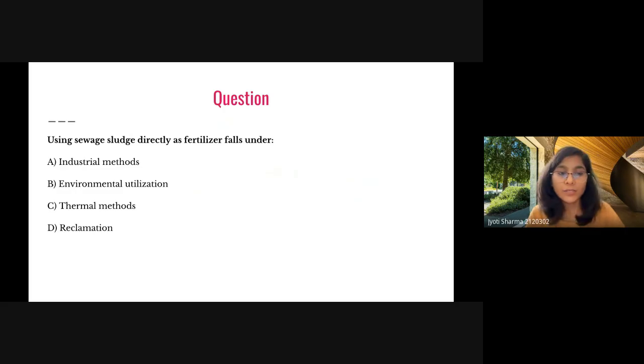Okay, does using sewage sludge directly as fertilizer fall under industrial method, environmental utilization, thermal method, or reclamation? So what they are saying is, the sewage sludge that we get, we can directly use it as a fertilizer, and which category will that come under? Okay, everyone gave me B. So how can I deny this answer? Yes, environmental utilization is the right answer.